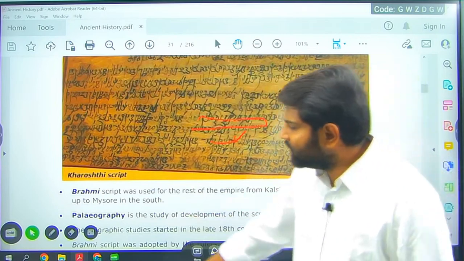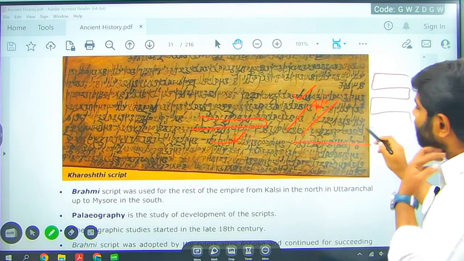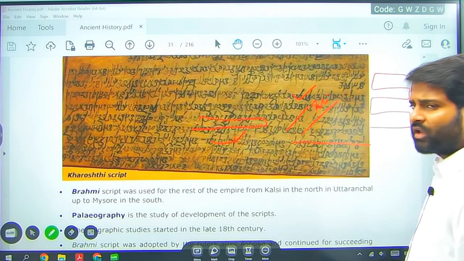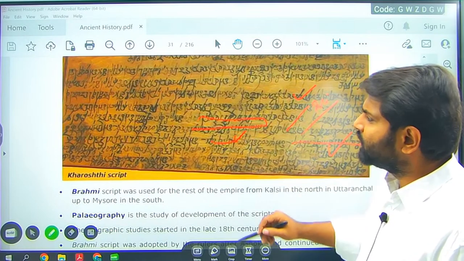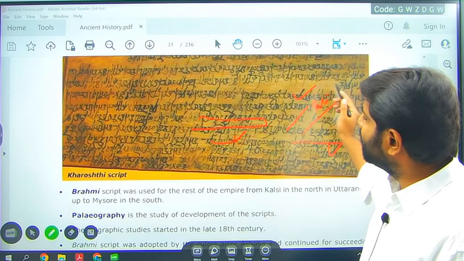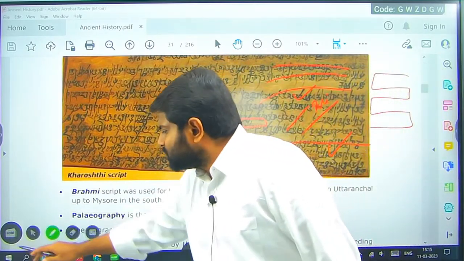If you take the Indus script, it is written in a snake-like manner, which we can call Boustrophedon. But if you take the Ashokan Kharosthi script, it is written right to left, like Urdu, which we use now. Apart from that, there is the Brahmi script.